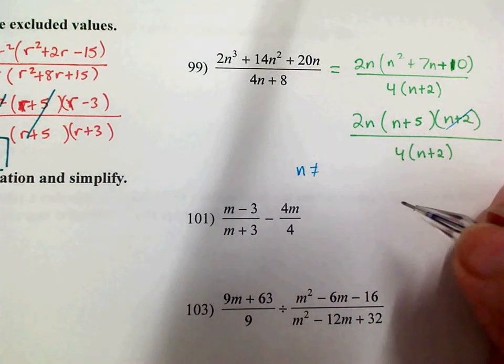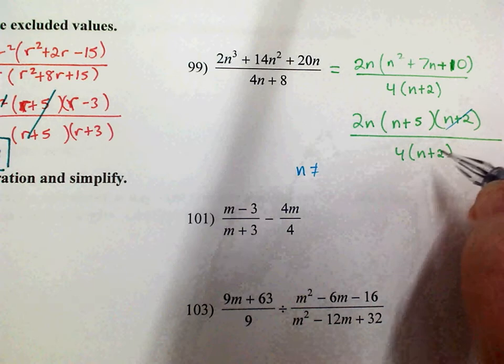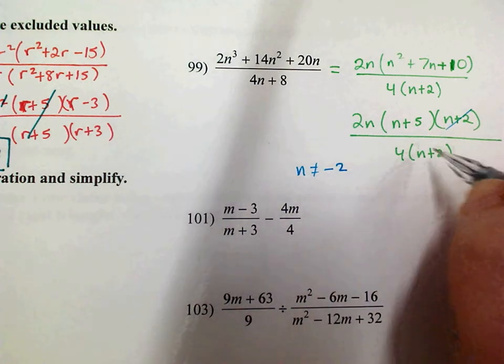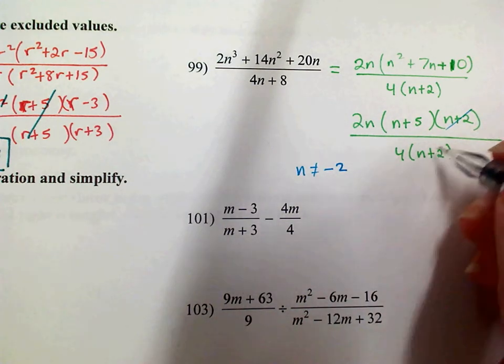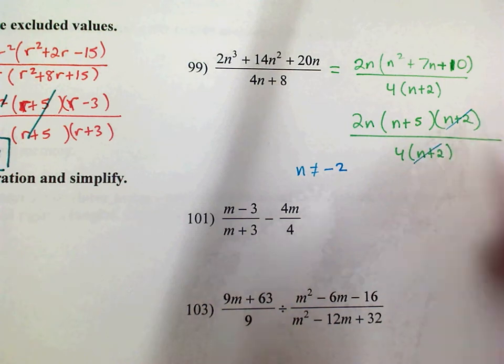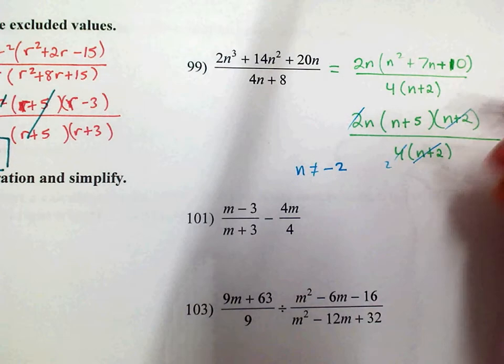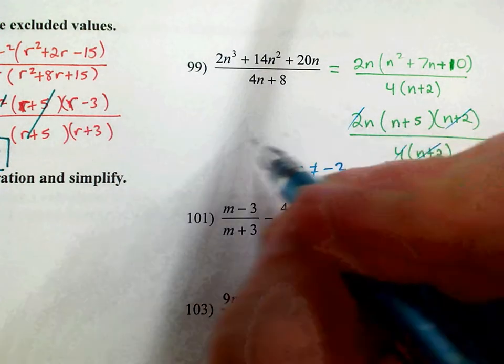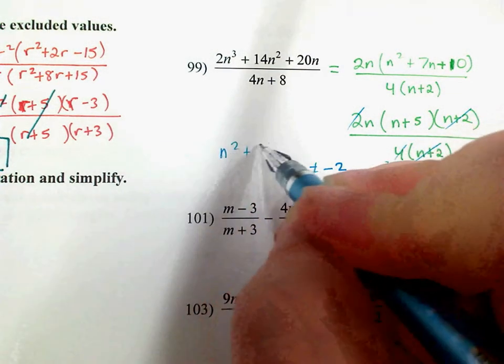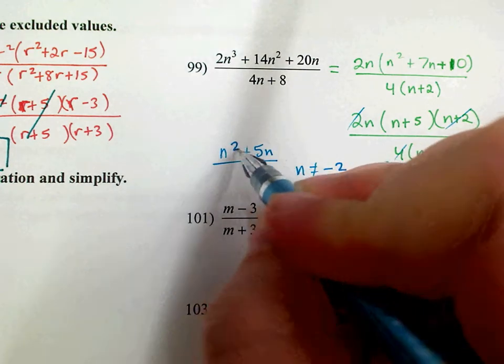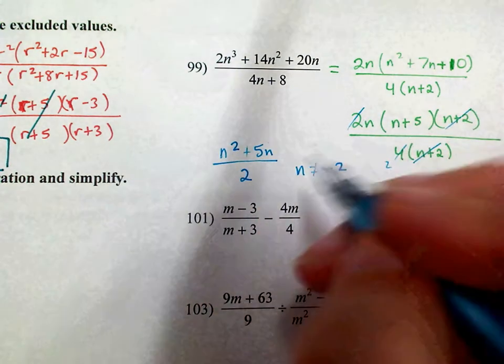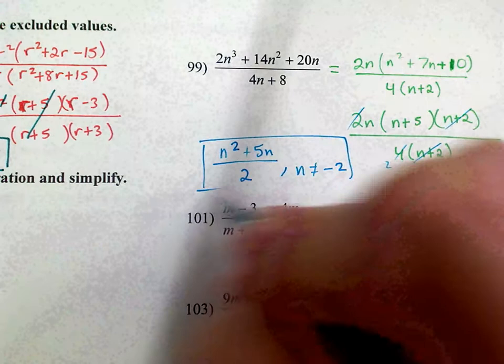Okay, good. I'm glad. Okay, so n cannot equal negative 2 because of the denominator. Anything that would make the denominator equal 0. So we can cancel those out, and then 2 and 2, so 2 divided by 4 is 1/2. So I'm left with n times n plus 5 in the numerator, or n squared plus 5n. And I'm left with 2 in the denominator. So this is my answer.